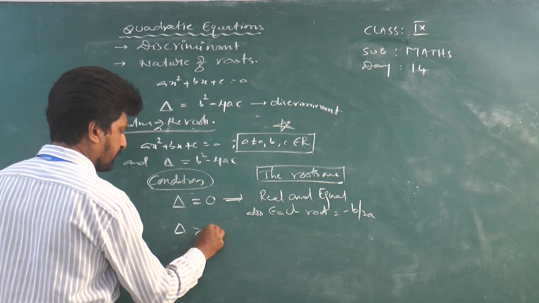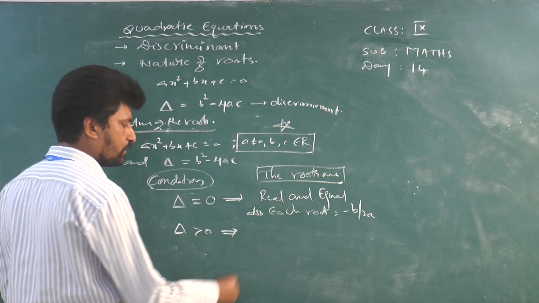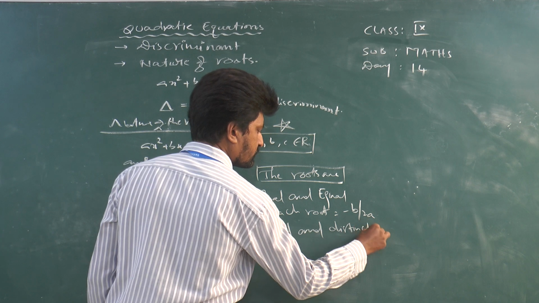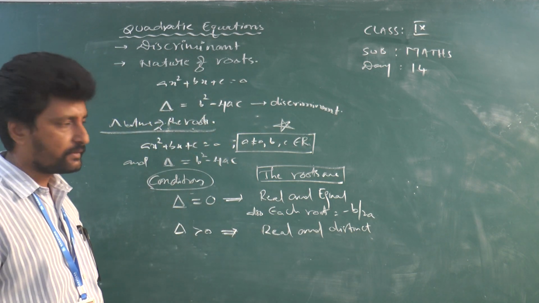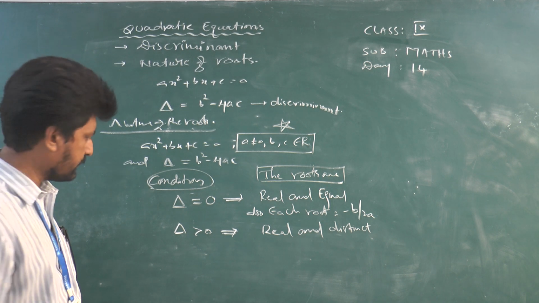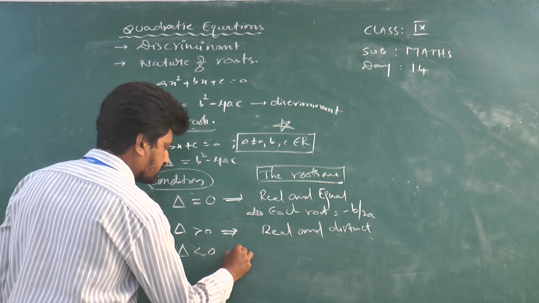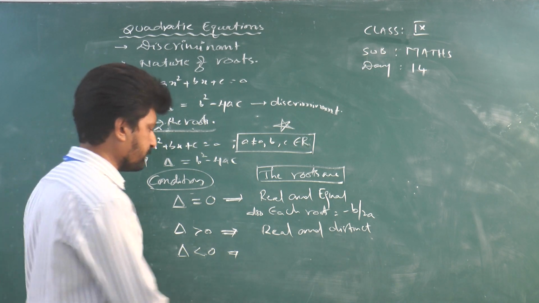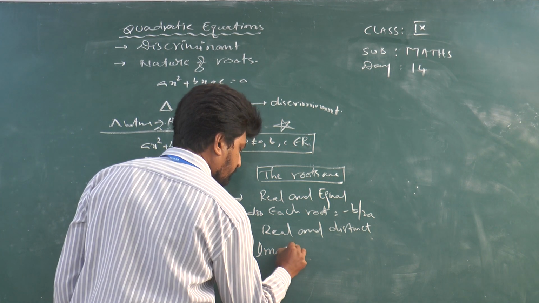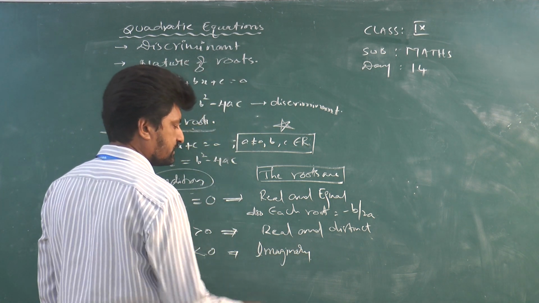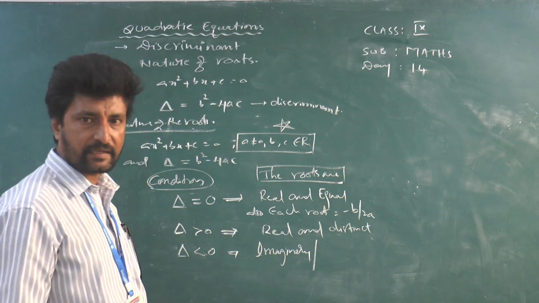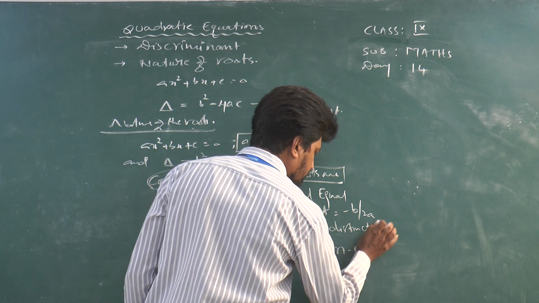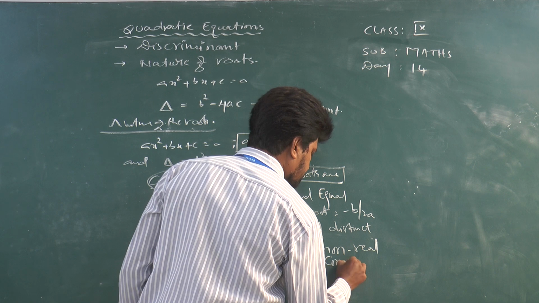Suppose delta greater than 0 happens. Delta greater than 0 is nothing but the roots are real and distinct. Okay, distinct is nothing but different. The roots are real, but different real roots we are getting. If delta is less than 0, that means b square minus 4ac is negative. The square root of a negative number is not a real number. That's why we call it imaginary. Both the roots are imaginary. This is also, you can say, not real, non-real complex numbers.